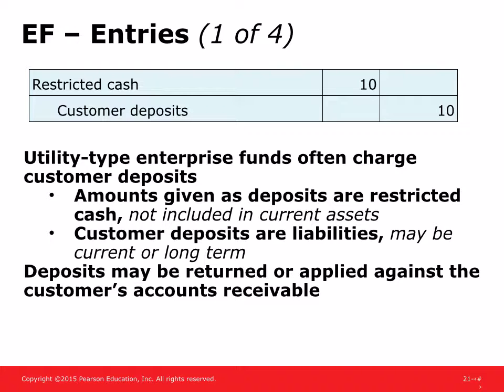So this is what you would see for a deposit from customers, like to start service or whatever the case may be. This would be considered a liability because you're basically holding that money in trust against the possibility of default by the consumer. While you're holding it, it's a restricted cash debit and a customer deposits credit, so that customer deposit account would be a liability account, and then the cash account would reflect the fact that that's cash, but it's basically non-spendable cash.